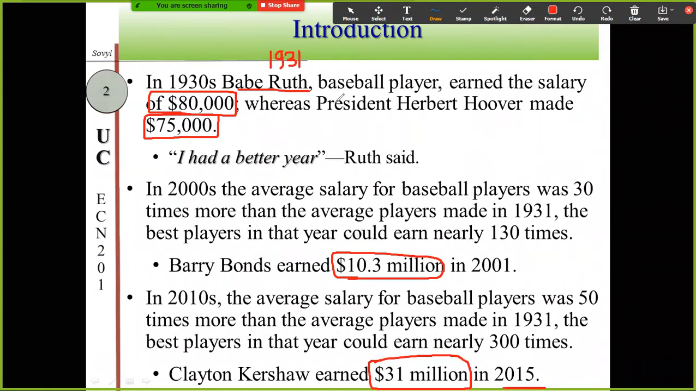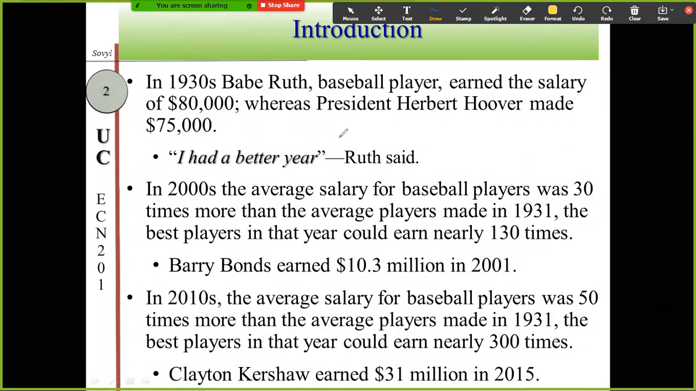So you can see the top player in 1930 could earn $80,000. The top player in 2001 could earn $10.3 million. The top player in 2015 could earn $31 million. This is money income for the top players, but at different times: in 1931, 2001, 2015.